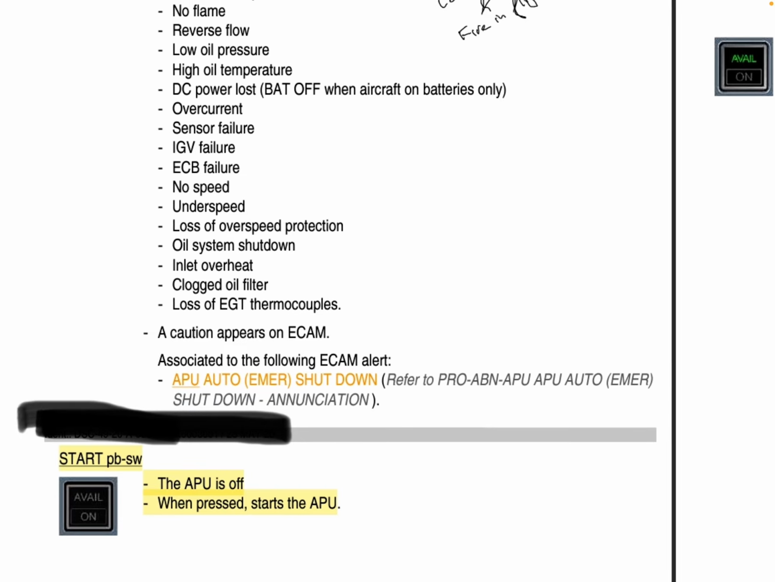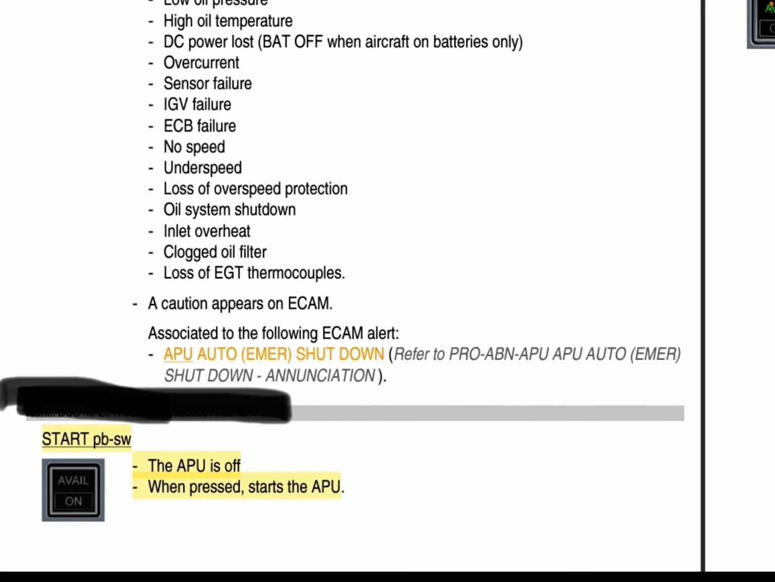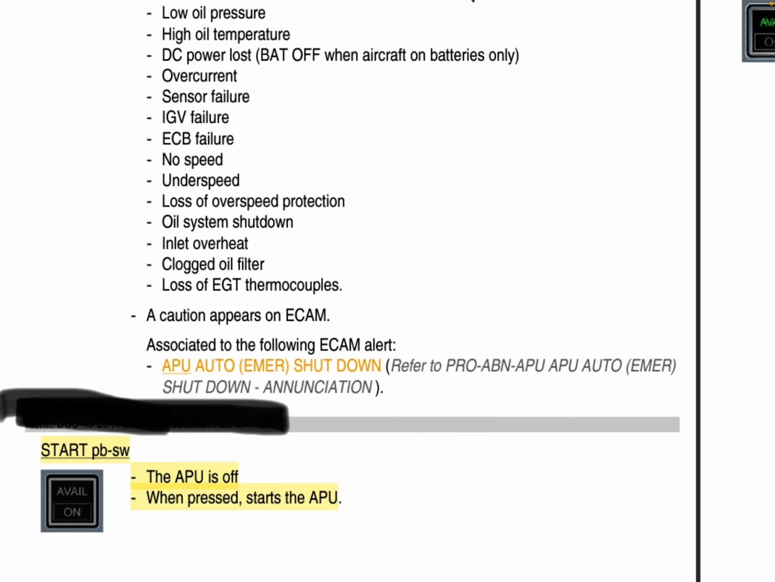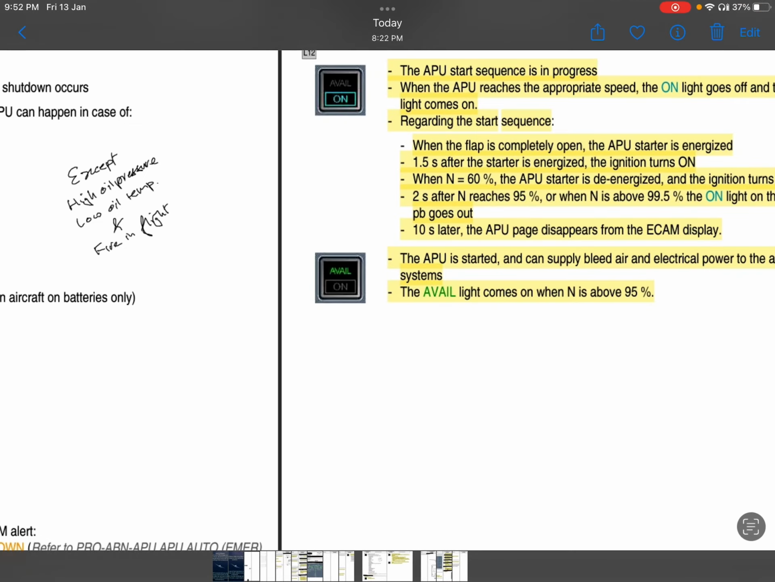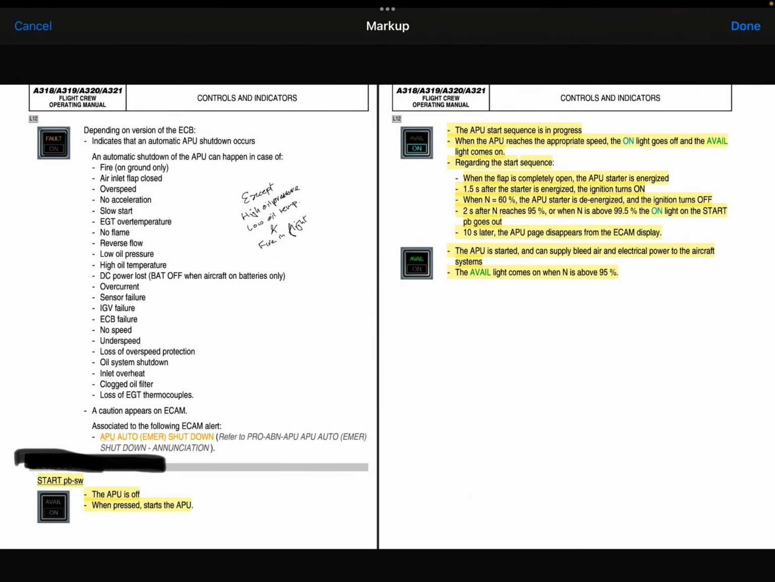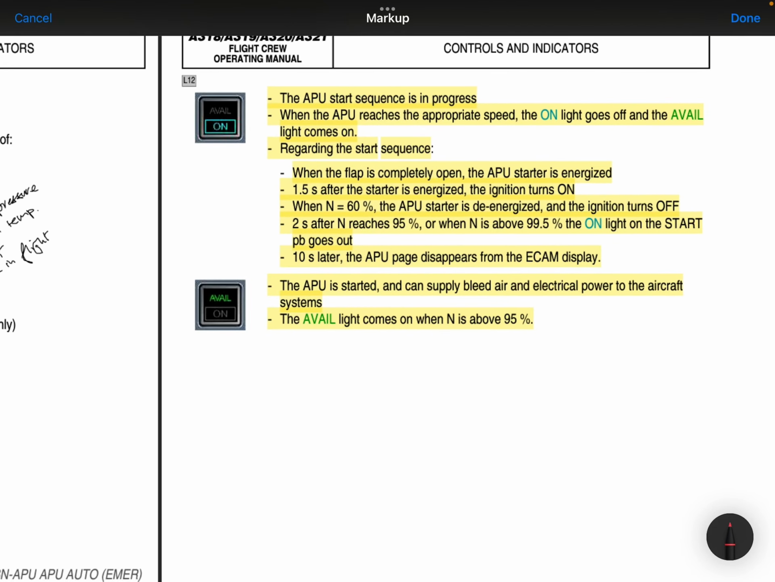Now we will talk about the start push button. There are two sections. On the upper section we have operational information, which is the avail light, and on the lower section we have the on light. When APU is off, there will be no light on this panel. But if there is an on light or avail light on this panel, what does it mean? When do they come? Let's talk about the avail light first.